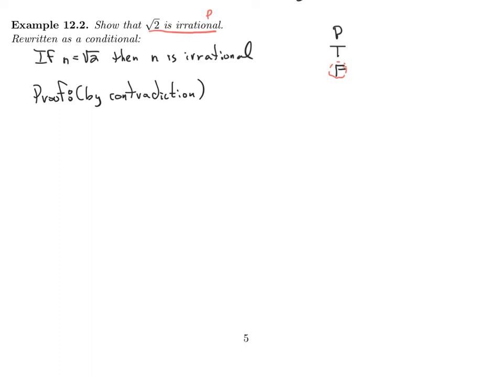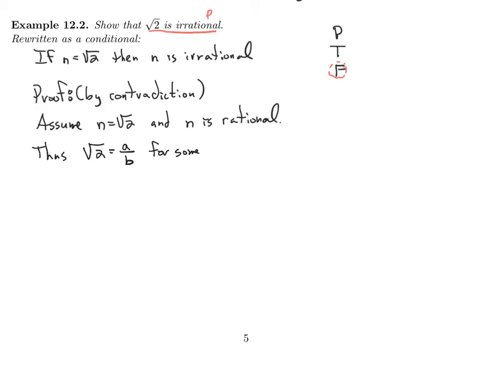So we're going to assume the if part is true, so assume that n equals the square root of 2 and that n is rational. So we're going to assume the square root of 2 is rational. What does that mean? Thus, we can write the square root of 2 as a over b for some a and b in the integers with b not being equal to 0.